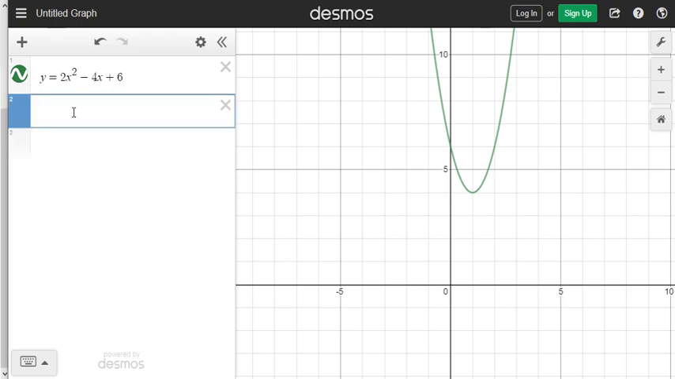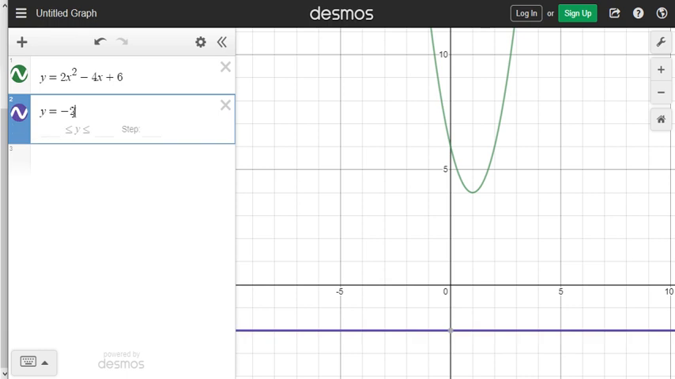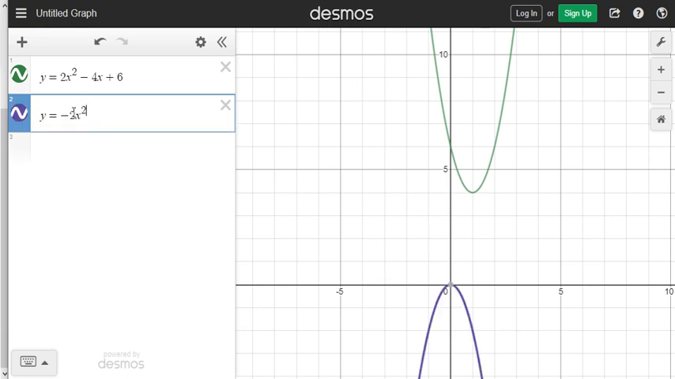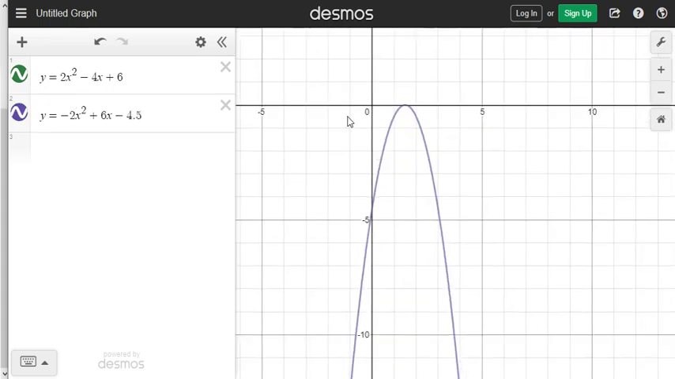How about our next one? That one was y equals negative 2x squared plus 6x minus 4.5. You'll see that this one has just a single root right there. It happens to be our vertex. And that's the only way we can have a single root, only one spot where it hits the x-axis.